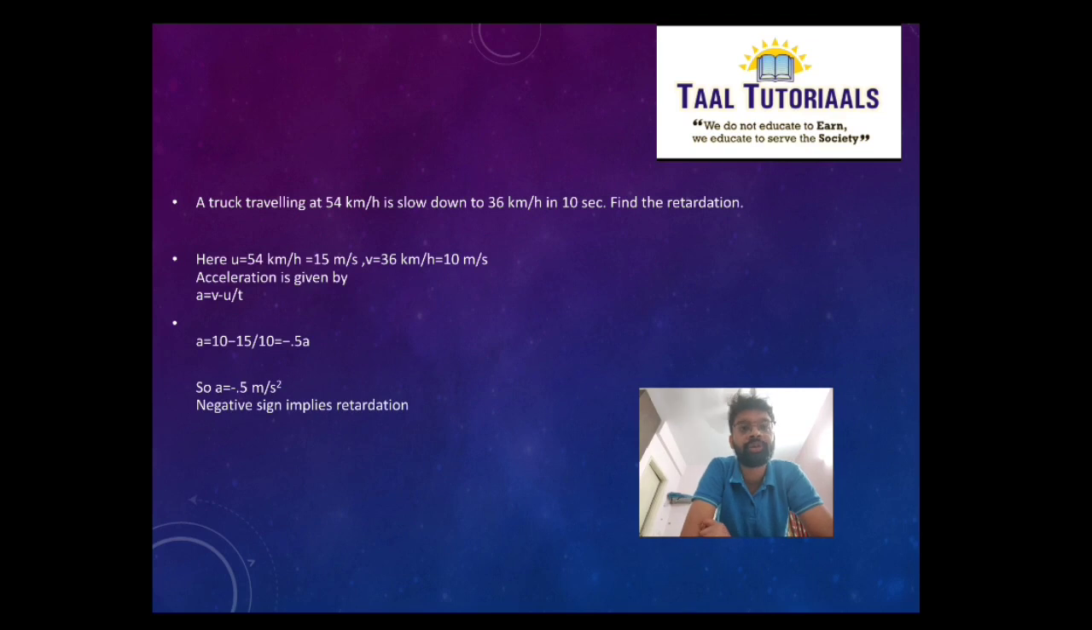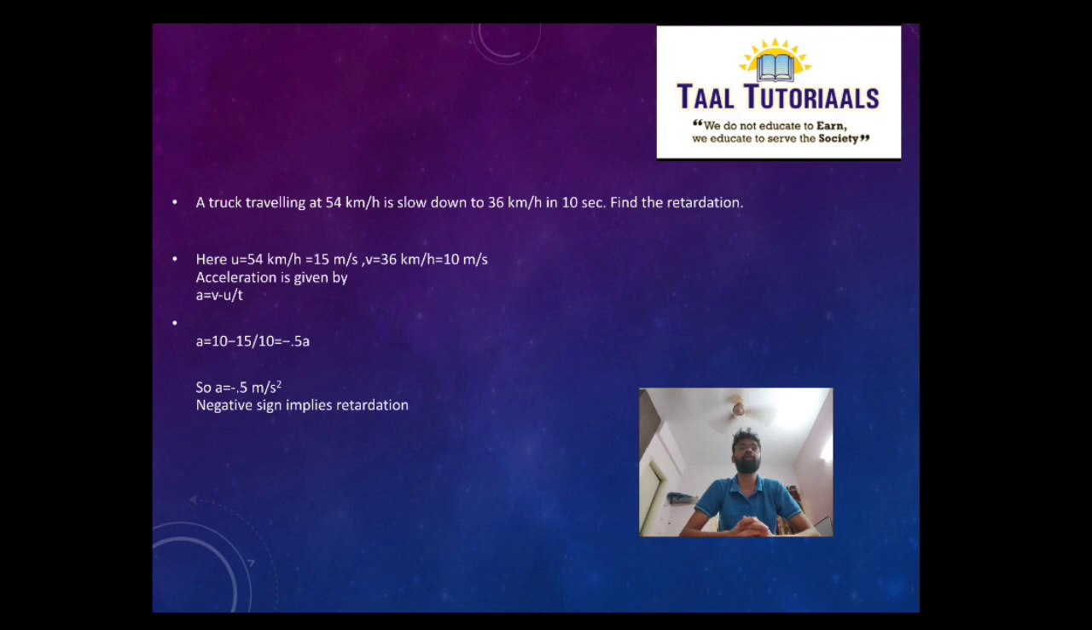Both we need to convert into meter per second, and what I have done, I have multiplied by 5 by 18, like 54 into 5 by 18, we get 15 meter per second. Same with 36 km per hour, we multiplied by 5 by 18, I got 10 meter per second. So here we need to find retardation. Retardation is nothing, it is just the negative value of acceleration.